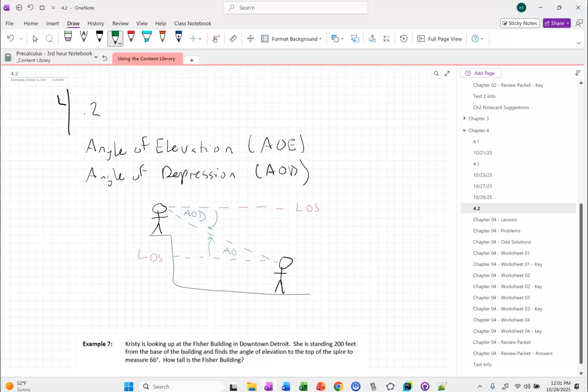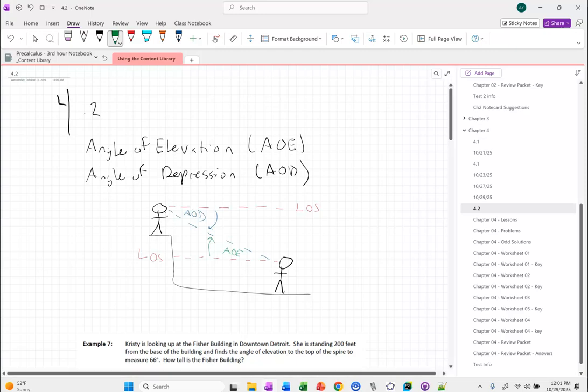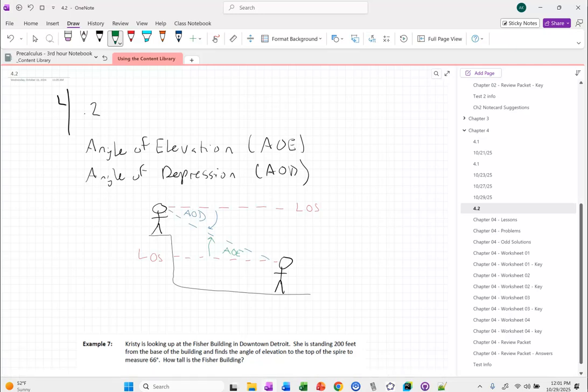We call that the angle of elevation. So if your line of sight requires you to tilt your head up, that's an angle of elevation. Is everybody happy with the picture we've drawn here? Do you feel adequately well defined about what we mean by angle of elevation or angle of depression?